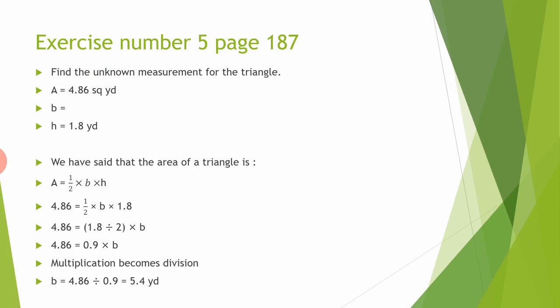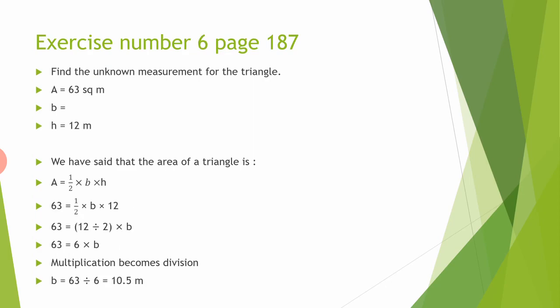1.8 times a half is 1.8 divided by 2. That is equal to 0.9. So 4.86 equals 0.9 times b. So b is equal to 4.86 divided by 0.9, that is equal to 5.4. So the base is equal to 5.4 yards.